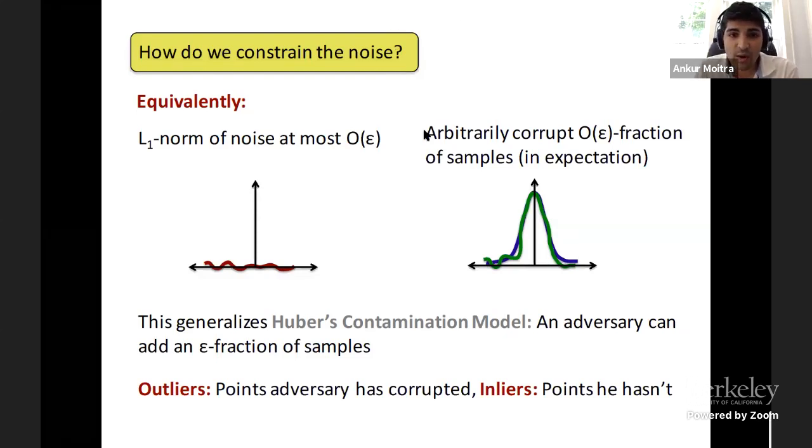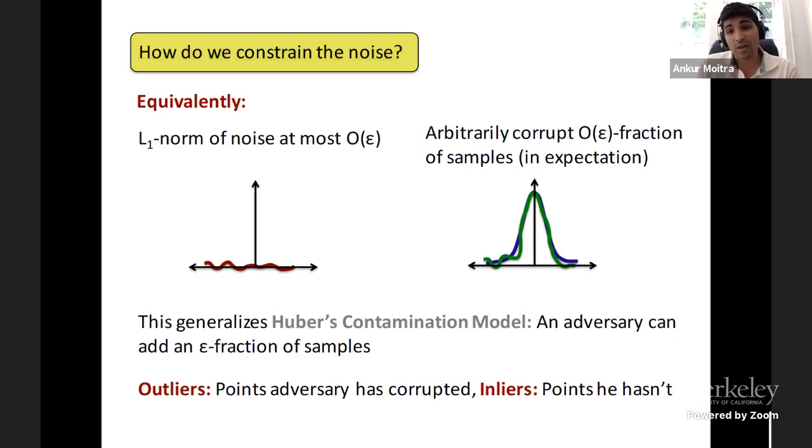Oh, I already see a question in the Q&A. Are these two models in the slide equivalent? So they sort of are, but that's why I said arbitrarily corrupt an epsilon fraction of the samples in expectation. So actually, these two models are equivalent when the adversary has a budget and expectation of the fraction of things that he can corrupt, and his corruption strategy is actually oblivious to the samples that you observe.